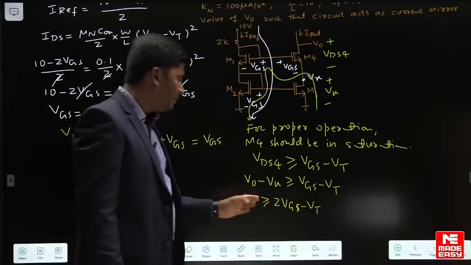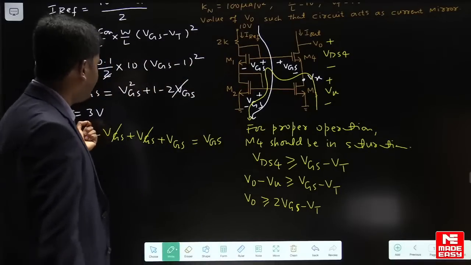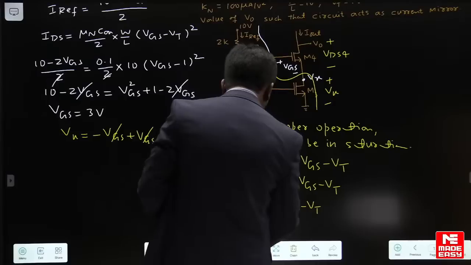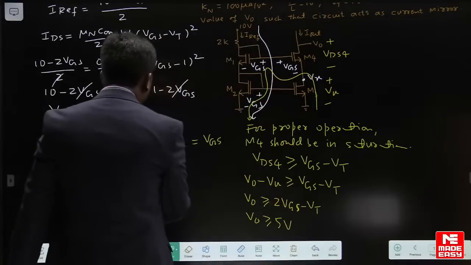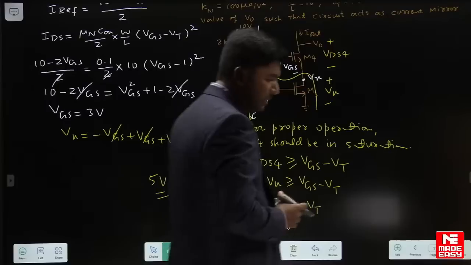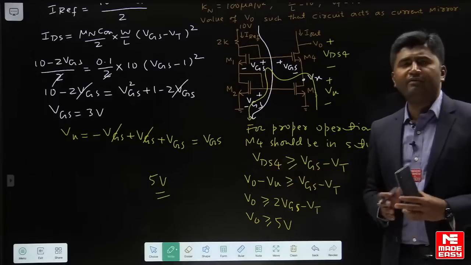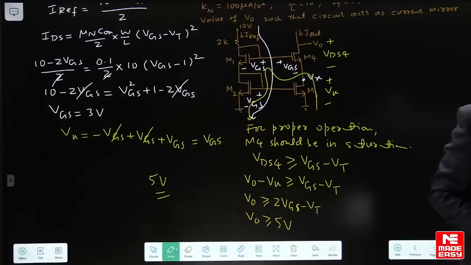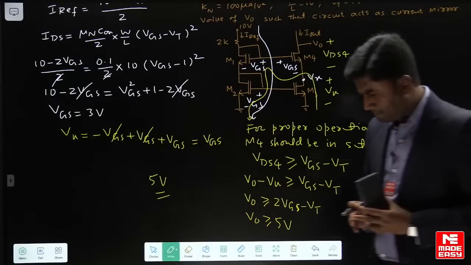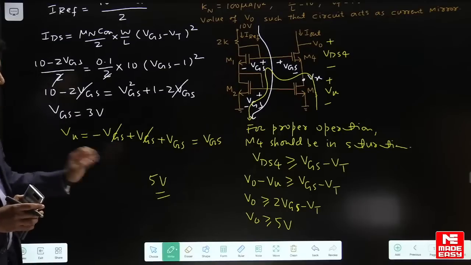Fine. अब आप यहाँ पर डेटा पुट कर दो. VGS को हमने फाइंड किया था, how much? 3 volt. So it will be like 6 minus 1. V0 should be greater than or equal to 5 volt. So the minimum V0 will be 5 volt. Okay, the minimum V0 required for proper operation of this current mirror will be 5 volt. I hope everybody understood this question. Minimum V0 should be 5 volt.